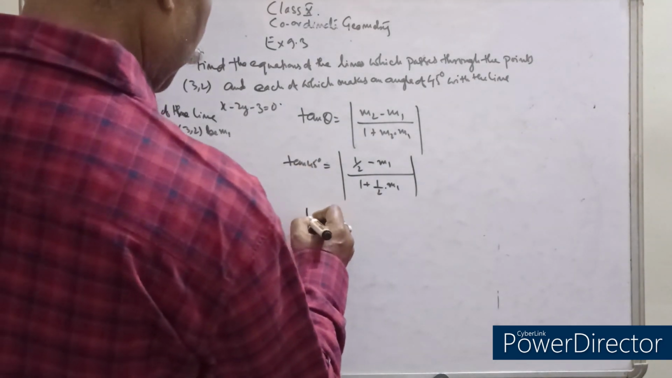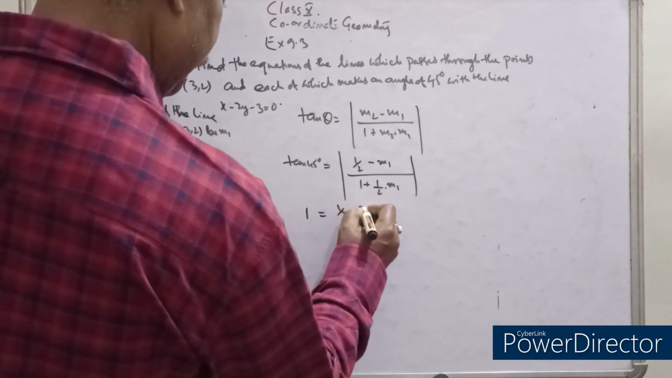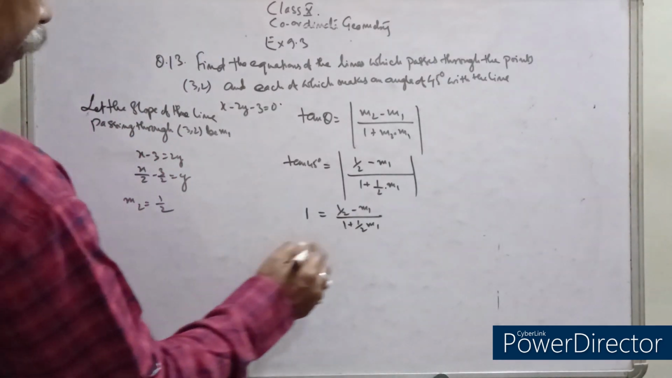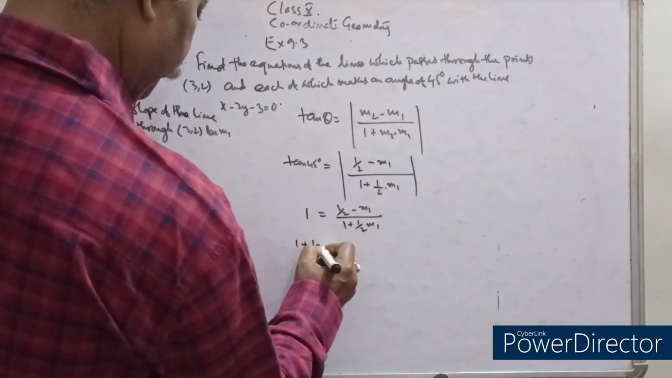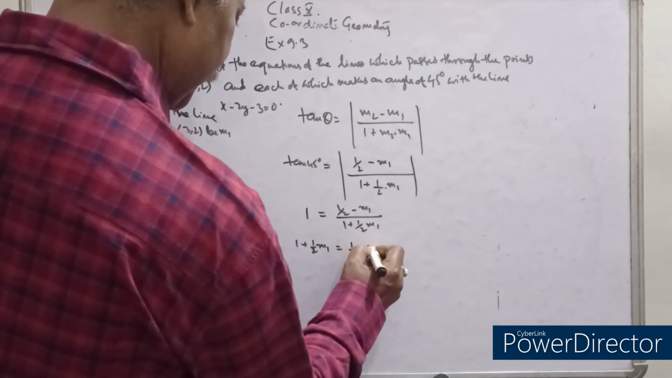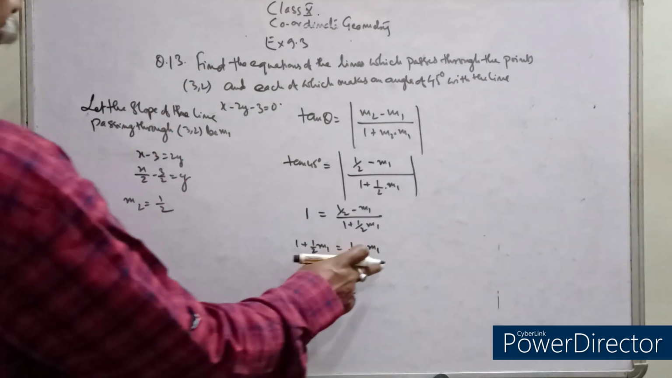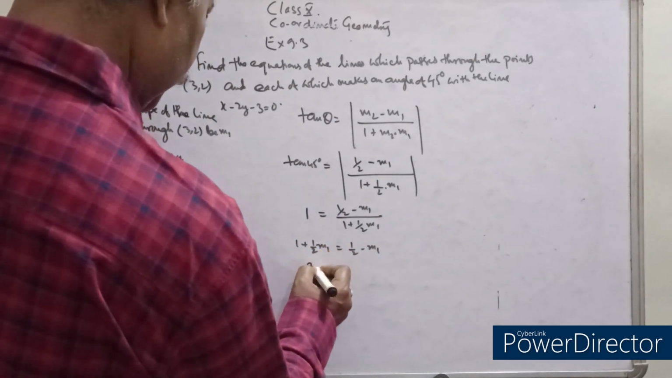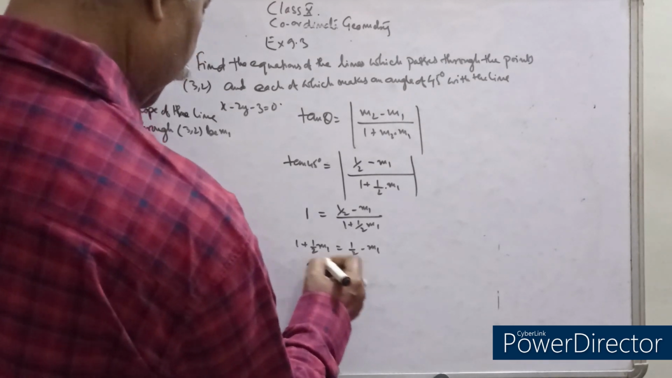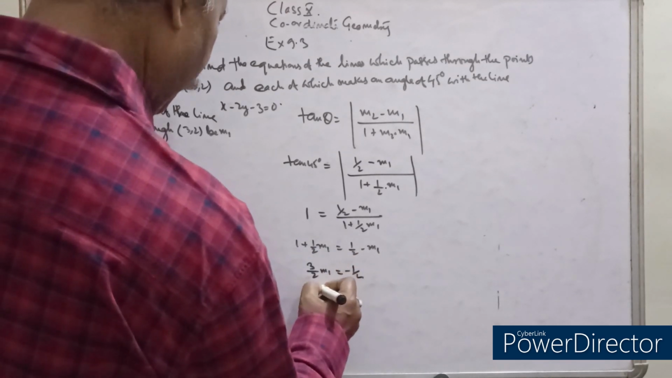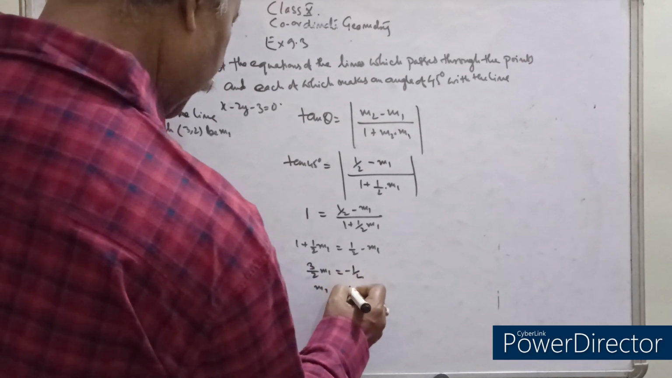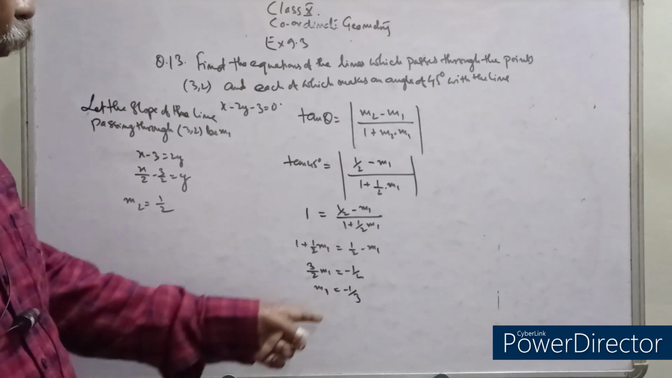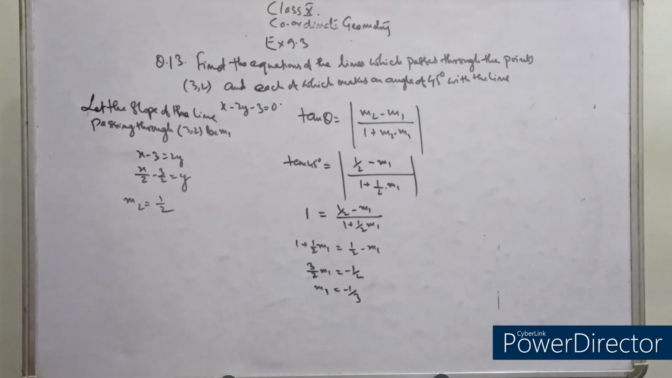Tan 45 is 1. So when I take the positive value, 1 is equal to (1 by 2 minus m1) by (1 plus 1 by 2 m1). Cross multiply, this will be 1 plus 1 by 2 m1 is equal to 1 by 2 minus m1. So this comes to this side, so this will be half plus m1, that is equal to 3 by 2 m1. This is equal to minus half. So m1 will be equal to minus 1 by 3. I got the slope m1, the 2 cancels out, minus 1 by 3.